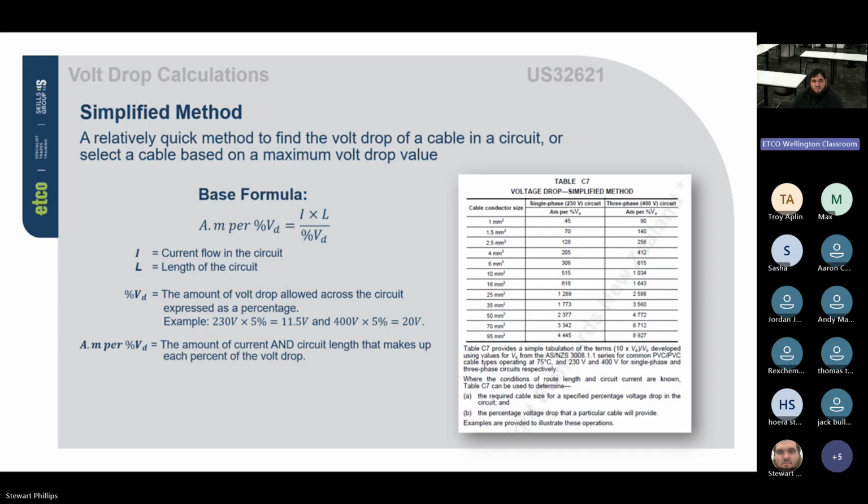So amp meter per percentage volt drop is the amount of current and circuit length that makes up each percent of the volt drop. I know that's a lot to take in.